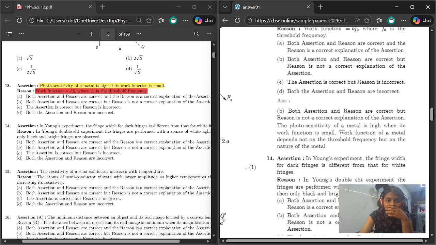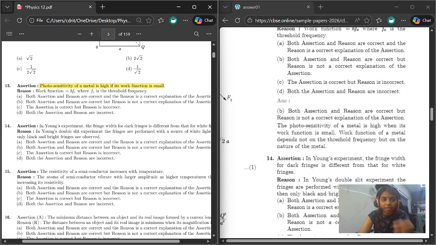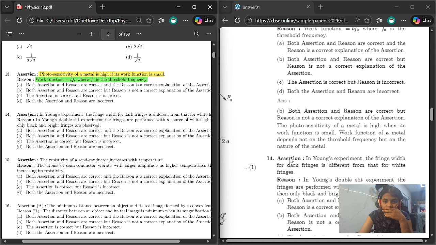Both are correct. Work function is this. Both assertion and reason are correct, but the reason is not the correct explanation of the assertion. The photosensitivity of a metal is high when the work function is small. The work function of a metal depends on the threshold frequency but not on the nature of the metal.